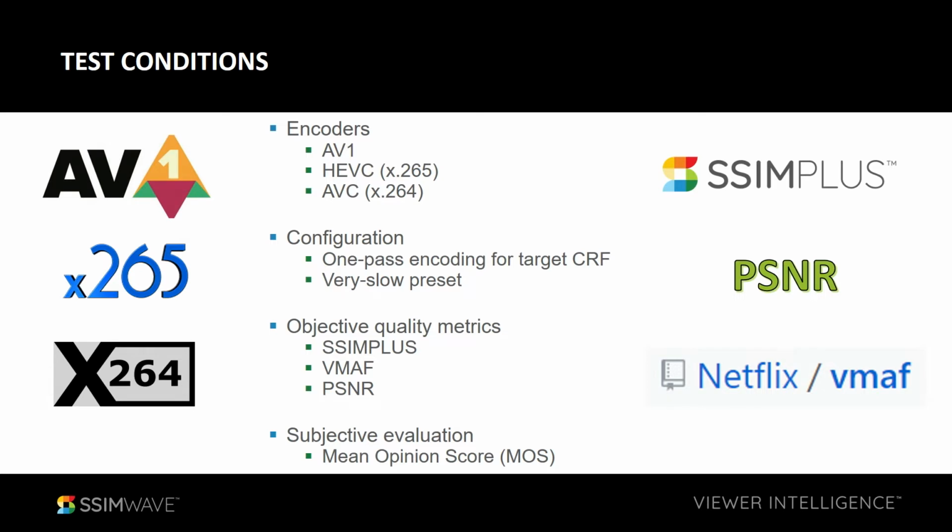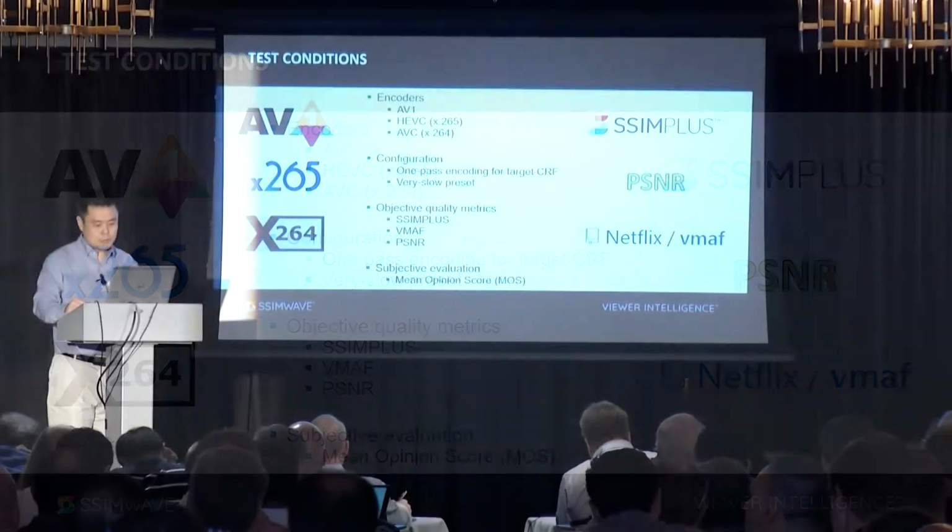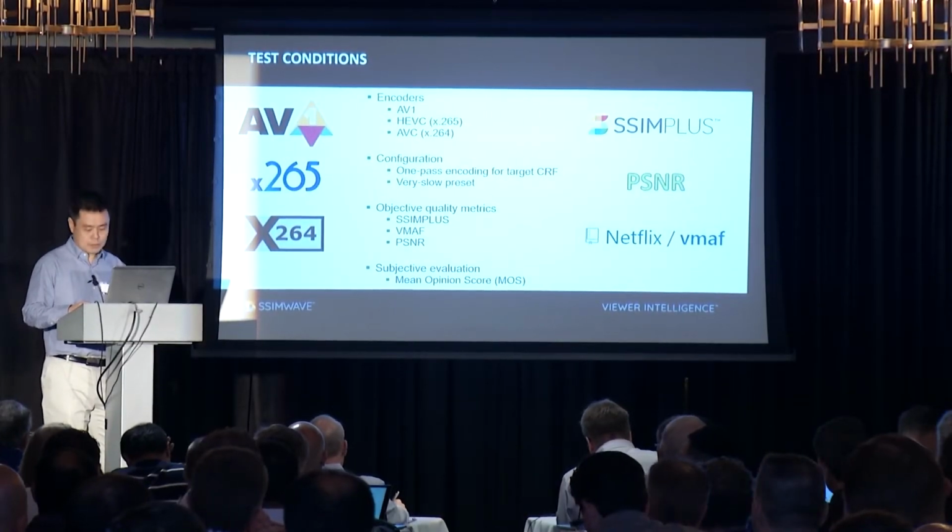For the configuration, we're using one-pass encoding with target CRF, and we are using the very slow preset with all the default settings. In terms of evaluation, we use SSIMPLUS, VMAF, and PSNR for objective quality measurement. We have also been doing subjective testing. In the end, we want to do subjective testing with all the encoded files to verify the result, even though it is still ongoing because we have too many videos to evaluate, and each video needs to be watched by many subjects in order to get a fair mean opinion score.